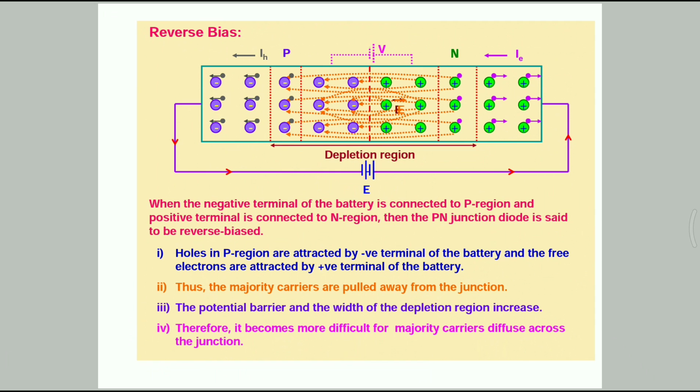So coming to the main points, holes in the P region are attracted by the negative terminal of the battery and the positive terminal is connected to the N region.